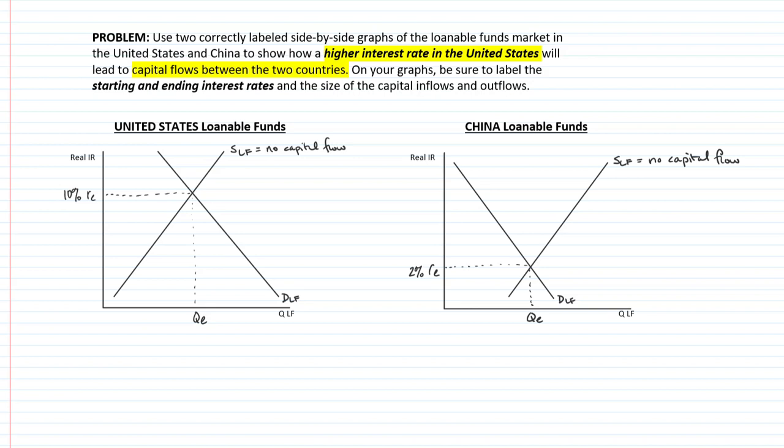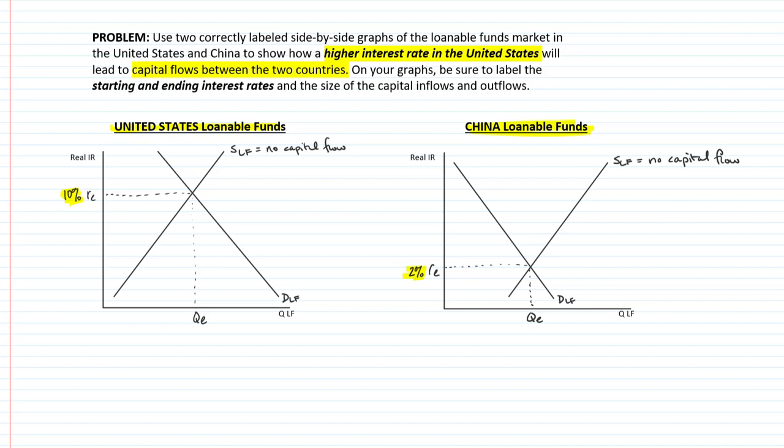So the problem sets up that we need to show, and I have it set up already, a United States loanable funds market with an interest rate that is higher than the interest rate in China on their loanable funds. So I've got a United States loanable funds market on this side with an interest rate equilibrium around 10%. And I've got China's loanable funds market on this side with an interest rate around 2%.